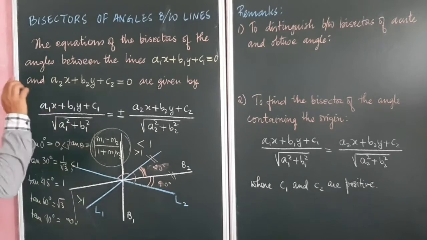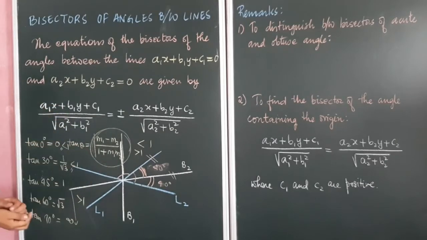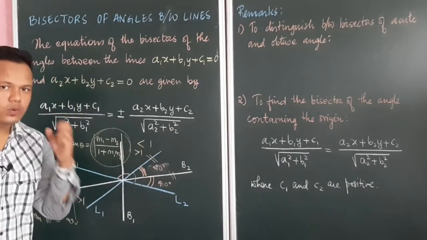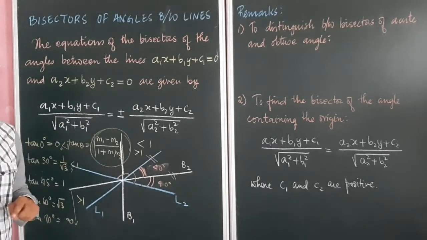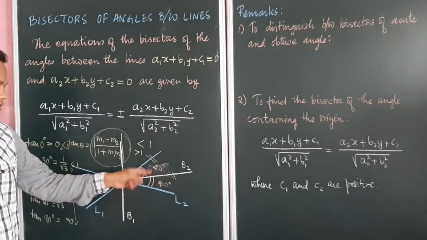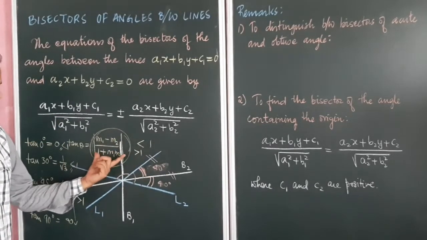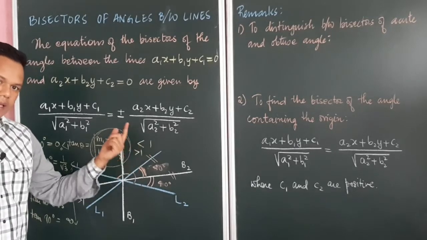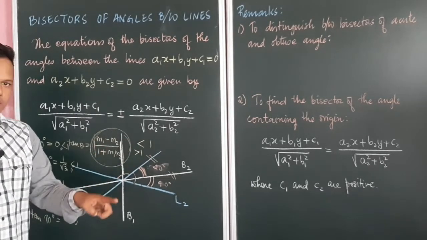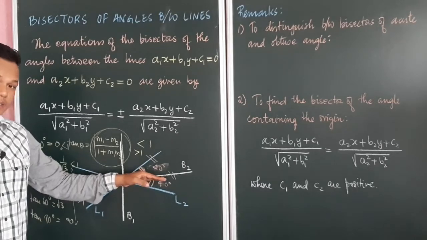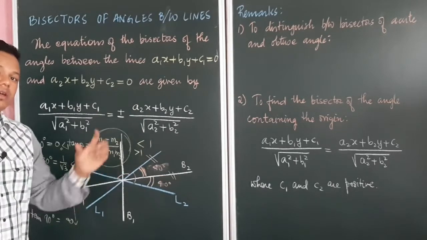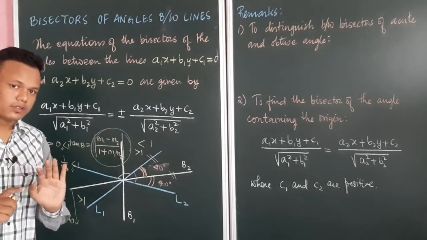All right, so if the question is asking to find the bisector of the acute angle, then what you need to do is find the angle of intersection using this formula, and if this turns out to be less than 1, then the bisector will be the bisector of the acute angle. Hope the thing is clear to you.